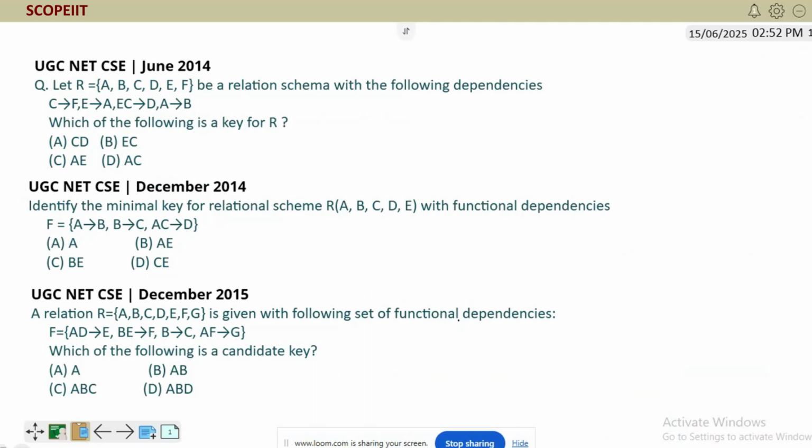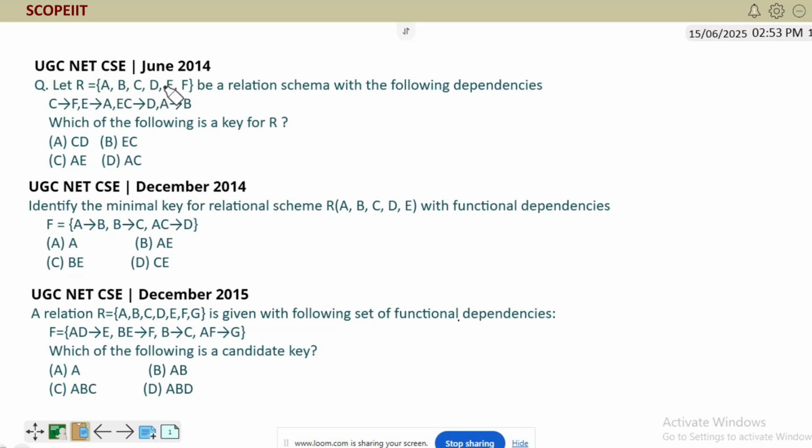As we have discussed in the last class how to find candidate keys, super keys and all the topics have been covered. So today we will solve some previous year UGC NET questions based on that topic. This is a question from June 2014. The relation they have given is A, B, C, D, E, and these are the attributes.